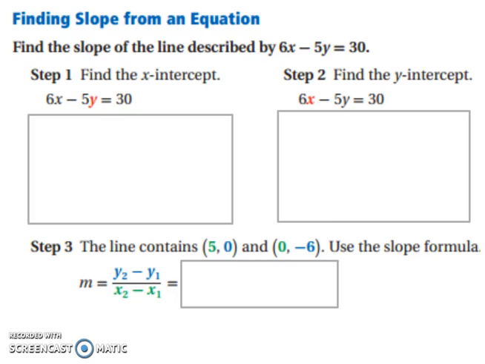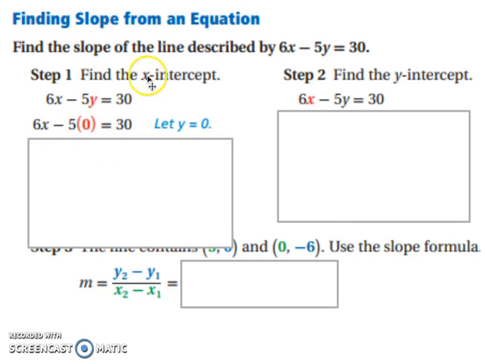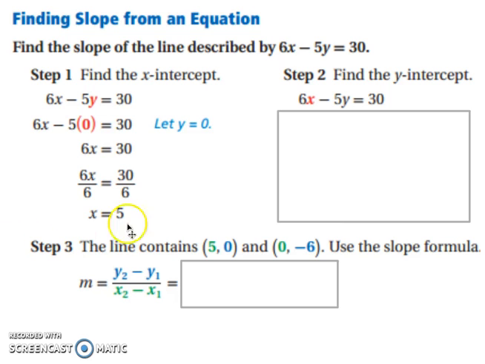Alright, so let's look at finding slope from an equation. So we can start by finding the x-intercept and the y-intercept. And if you find your x-intercept and your y-intercept, then we can use those 2 coordinates. So let's find our x-intercept. To do so, we are going to replace our y with 0 because we want a value for x, just like we learned in the last section. So now we have 6x equals 30. So divide by 6 on both sides, leaving you with the fact that x equals 5.